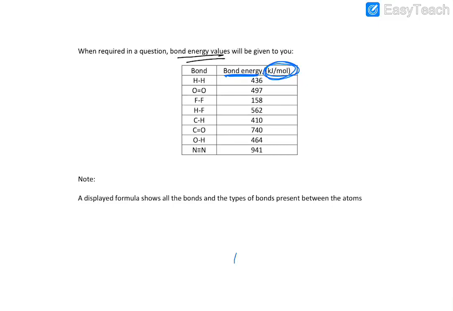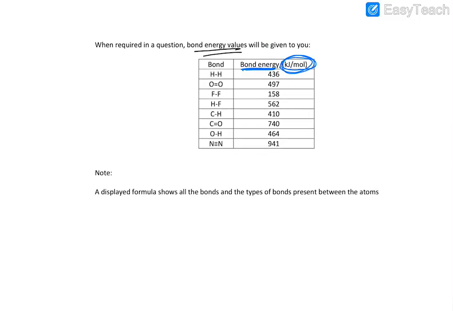Okay, so if you're breaking the bond, it's going to be endothermic. If you're forming the bonds, it's going to be exothermic. But we're not going to go into these details. So these are all bond energy values.